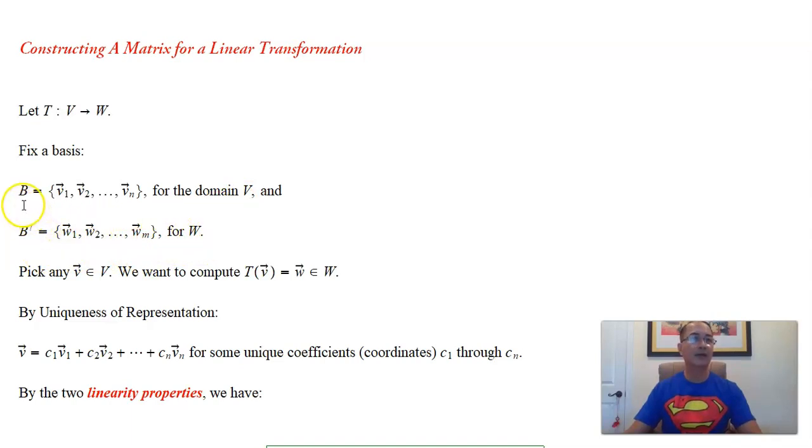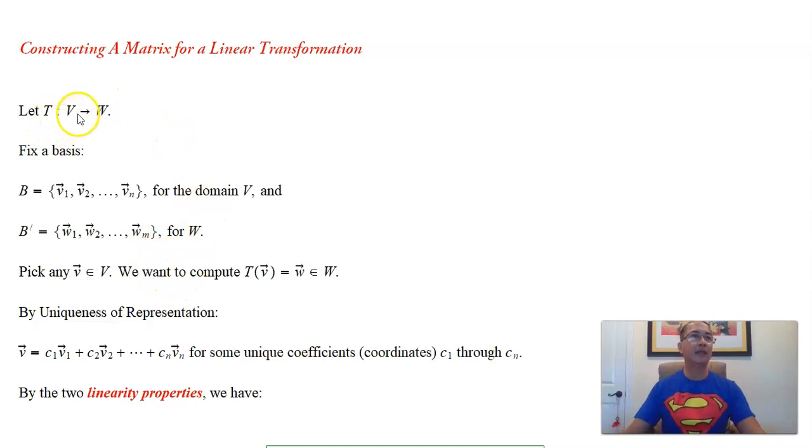Okay, so for the domain, we have B, the vectors V1 through Vn, and for W, we have B prime, the vectors W1 through Wm. Based on this notation, V is n dimensional and W is m dimensional. So it's almost like we're going from Rn to Rm. That's what it should feel like to you.